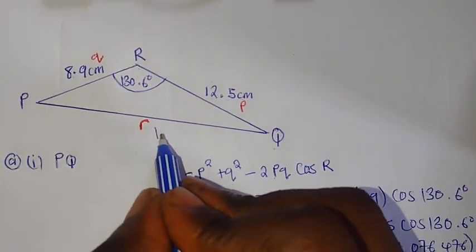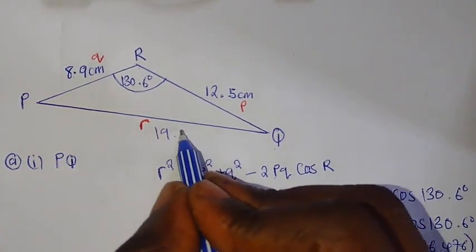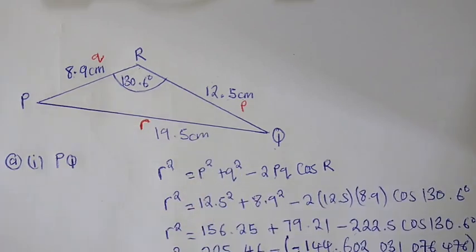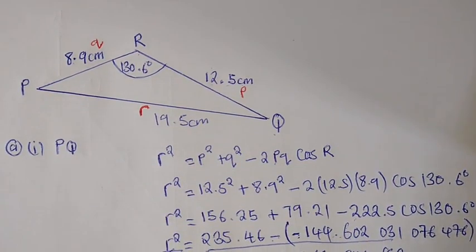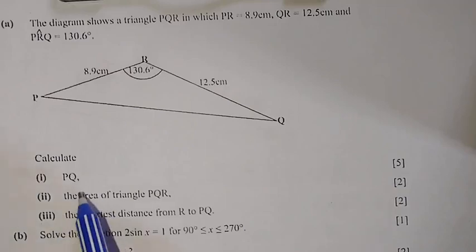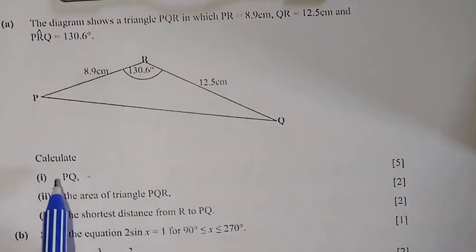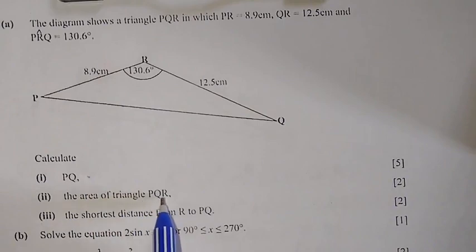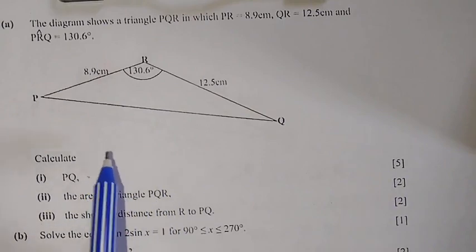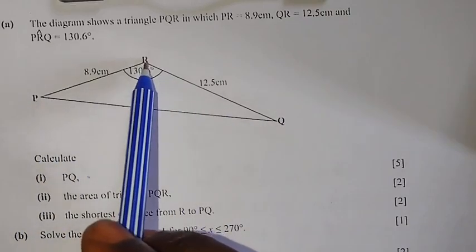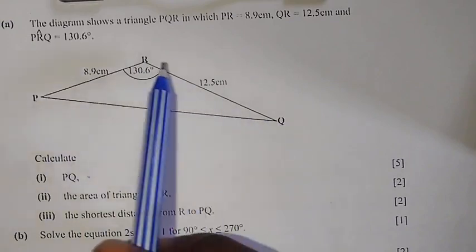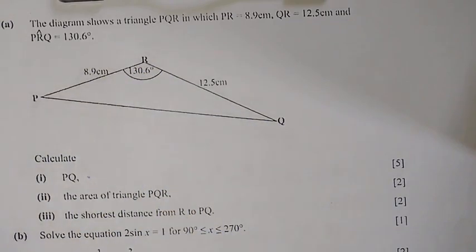So we now come back to our question. We know the distance here was 19.5 centimeter. Let us now look at our question 2. Alright, so we have just answered this one. Our question 2 is saying calculate the area of triangle PQR. So we need to find the area of this triangle PQR.